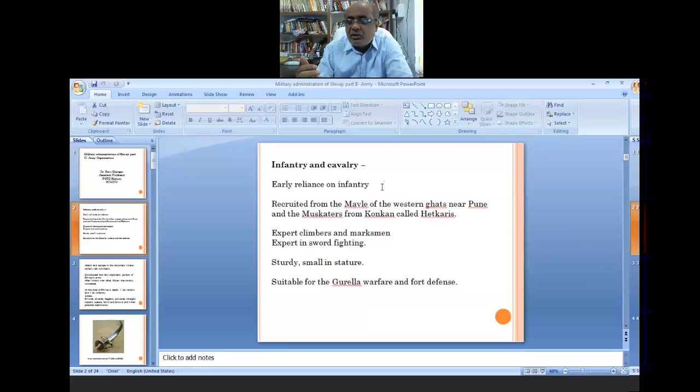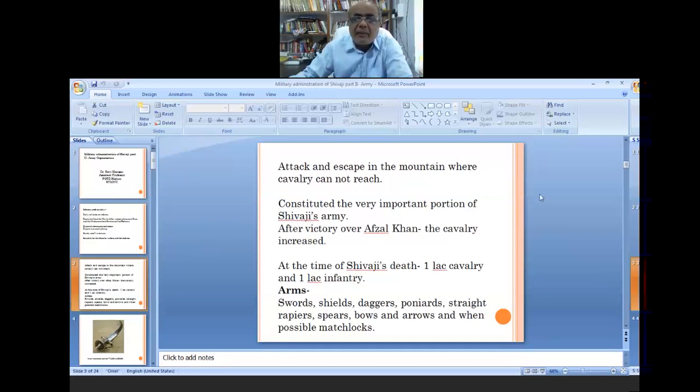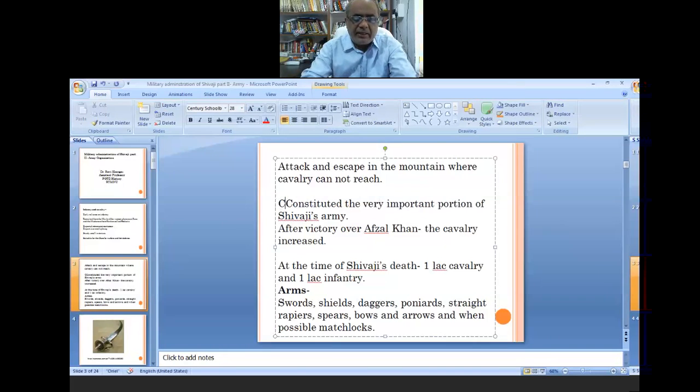They would come in small numbers, suddenly attack and then withdraw to the mountainous terrain. They were quite familiar with this mountainous terrain, and they very effectively used that tactic against the invading enemy. So this infantry followed the tactics of attacking and escaping, which I have already mentioned. And cavalry in fact constituted a very small part initially.